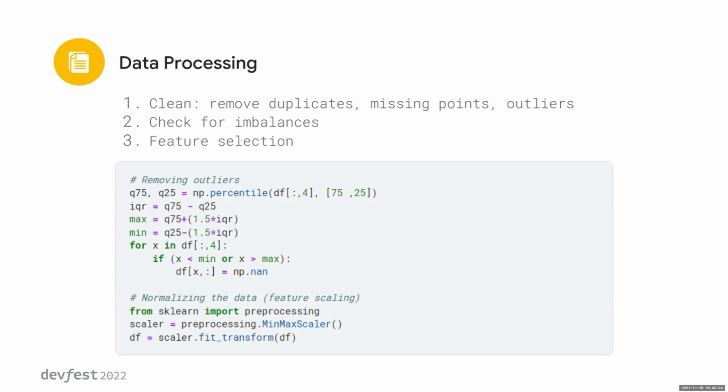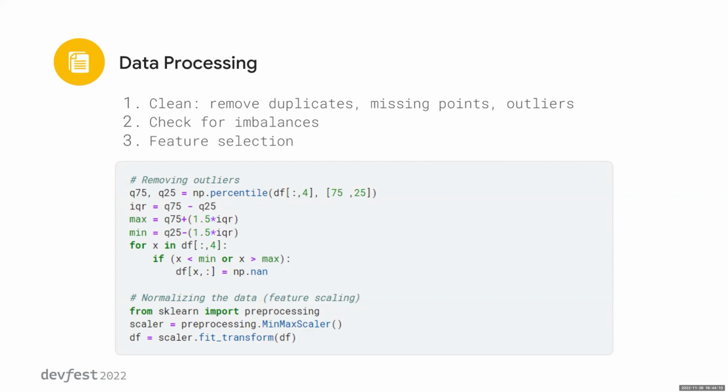I remove mostly points and outliers. And outliers are data points that do not comply with the overall fit or the trend of the system that we have. And then I will check for imbalances.